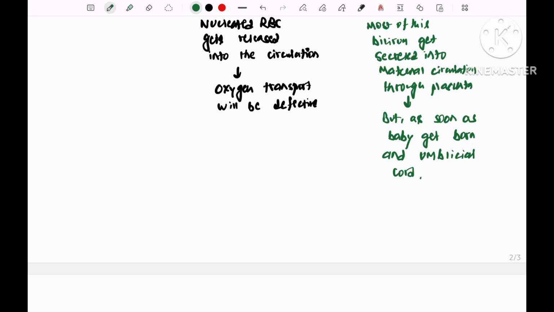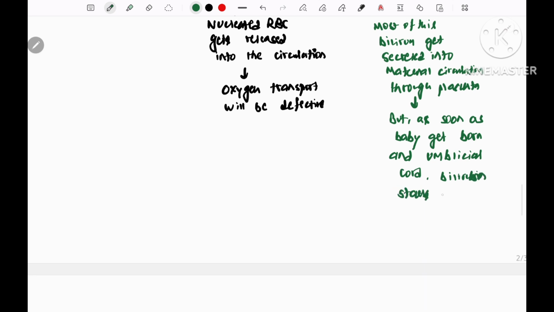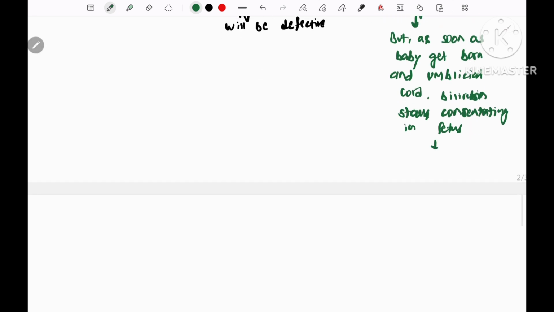This bilirubin starts concentrating within the fetus, within the baby. Now there is no alternative way to remove this bilirubin from the fetal body. So what happens? Jaundice occurs.